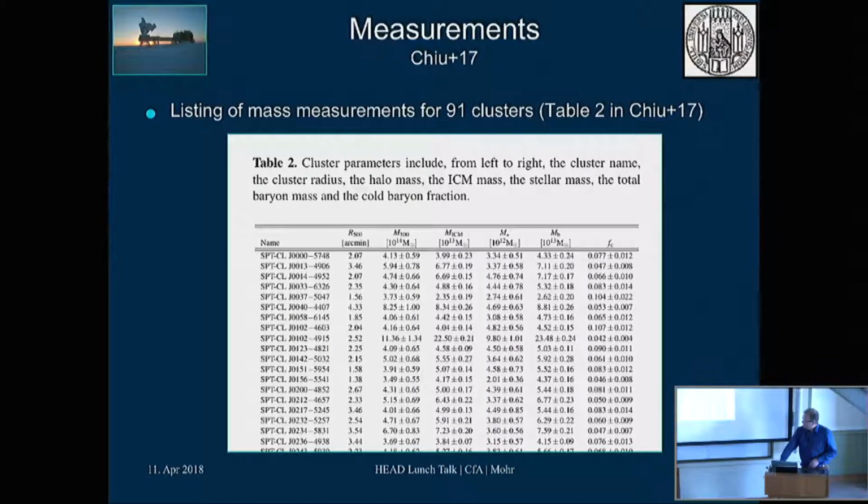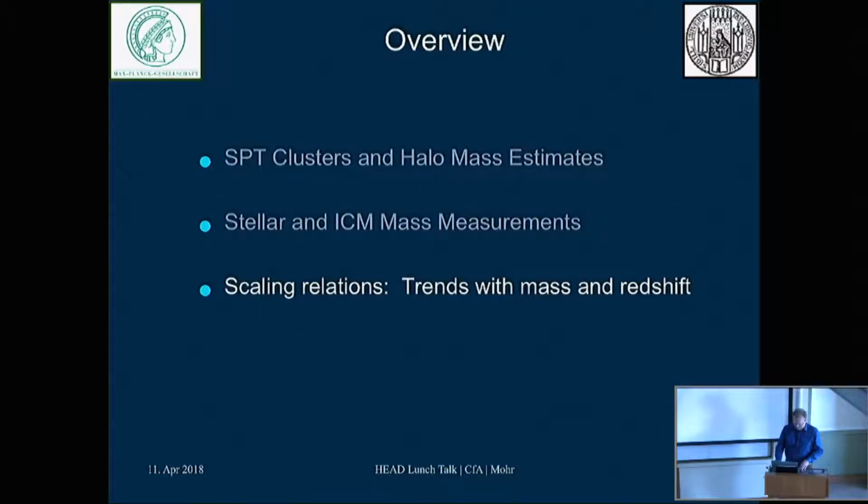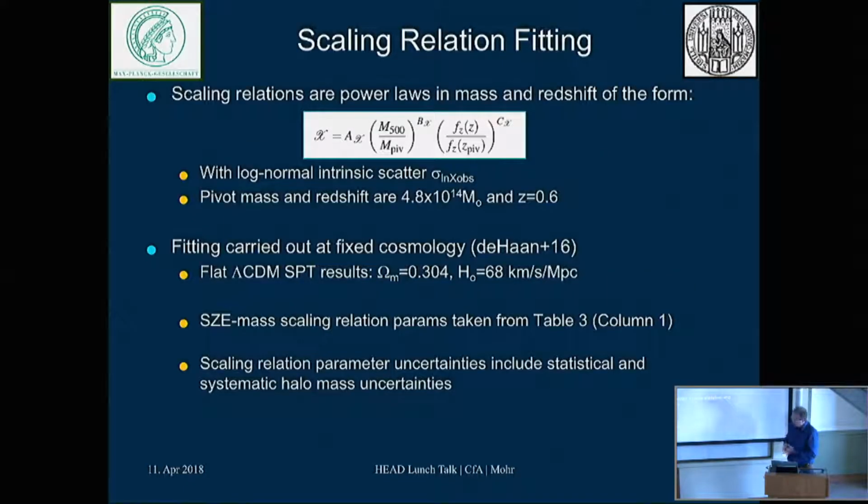If you go to the paper, you'll find a set of measurements for these 91 clusters, which might be useful for other studies: ICM masses, stellar masses, cold fractions, we'll say more about that in a bit, and the halo masses. Okay, good. So finally then, the results.